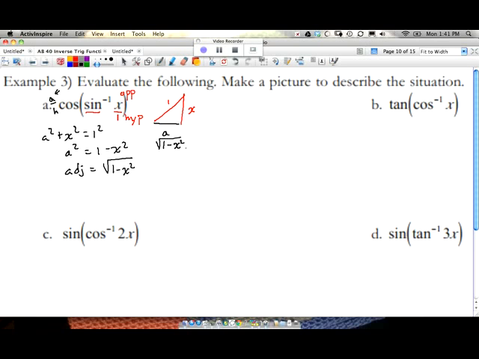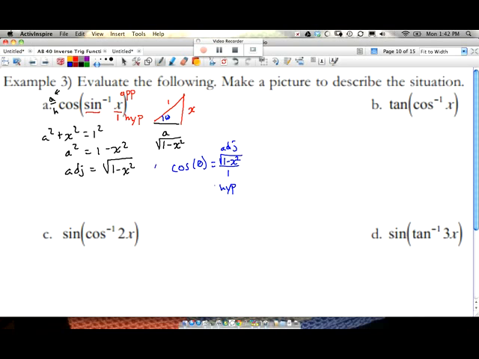How does that help me? Because cosine of theta, because this is really theta, that's what we're trying to figure out here. Cosine of theta is equal to the adjacent side over the hypotenuse side, which in this case is square root of 1 minus x squared all over 1, because the hypotenuse is 1.